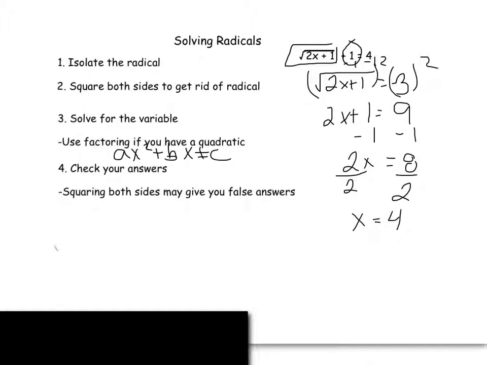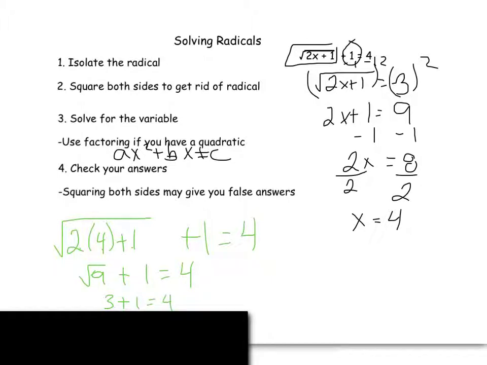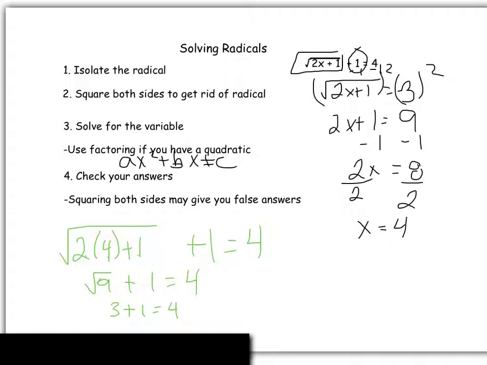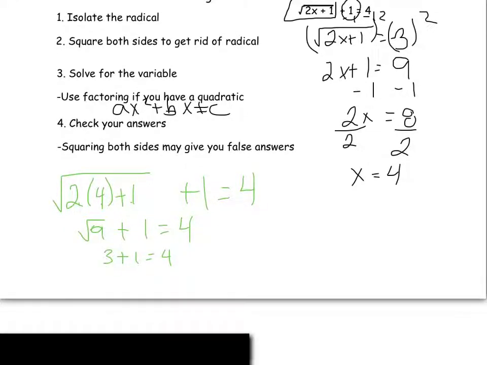So let's try it. Our original was the square root of 2 times x plus 1. Then there was a plus 1 outside of the radical equals 4. 2 times 4 is 8 plus 1 is 9. Square root of 9 plus 1 equals 4. Square root of 9 is 3 plus 1 equals 4. Alright, we end up with a 4 on both sides. So we are true. Yay.